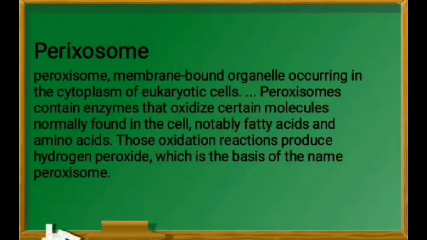Peroxisome. A peroxisome is a membrane-bound organelle occurring in the cytoplasm of eukaryotic cells. It contains enzymes that oxidize certain molecules normally found in the cell, notably fatty acids and amino acids. This oxidation reaction produces hydrogen peroxide, which is the basis of the name peroxisome.